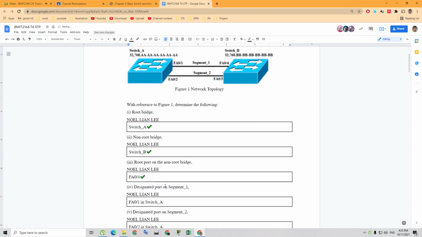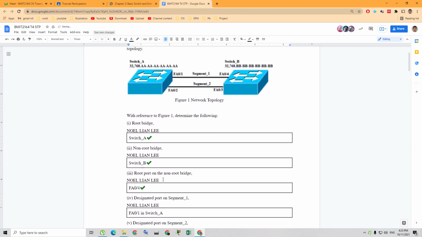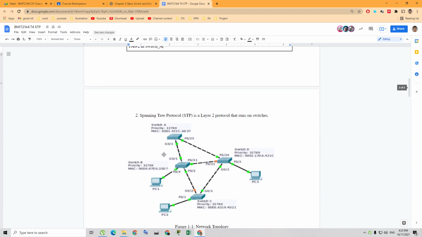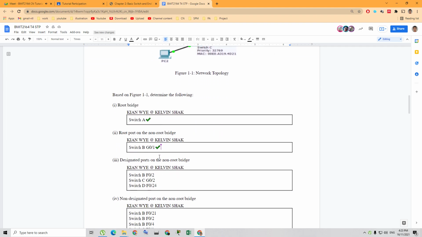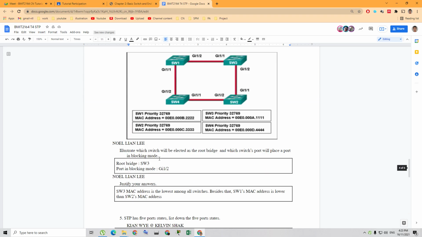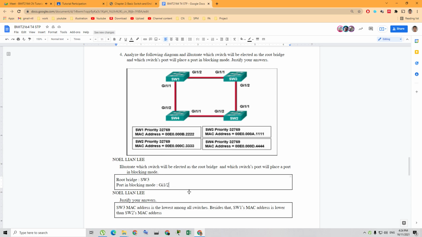Okay, so for Calvin, you're doing question 2, part 2, root port on the non-root bridge. So your first answer is correct, switch B on gig 01, but there is more than one non-root bridge. Oh, all right. So can you add? Okay, 2 more. I'll just tell you, just 2 more. One for each switch, right?